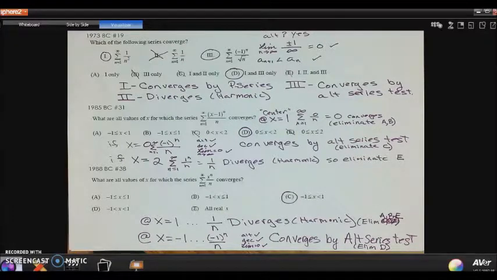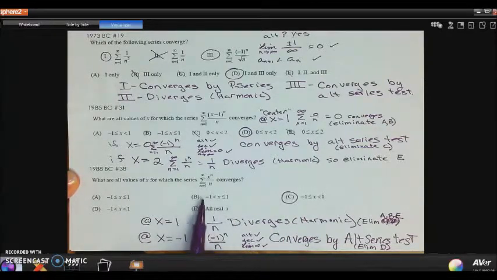Okay, and quickly the last one here. So what are all the values for x for which it converges? So very similarly, you're going to look at your answer choices. See how here the answer choices are all talking about -1 or 1. So figure out what's going on. If x was 1, then it'd be 1 over n. Well, that's the harmonic. We know that that diverges, so that helps you eliminate a bunch of them right there.